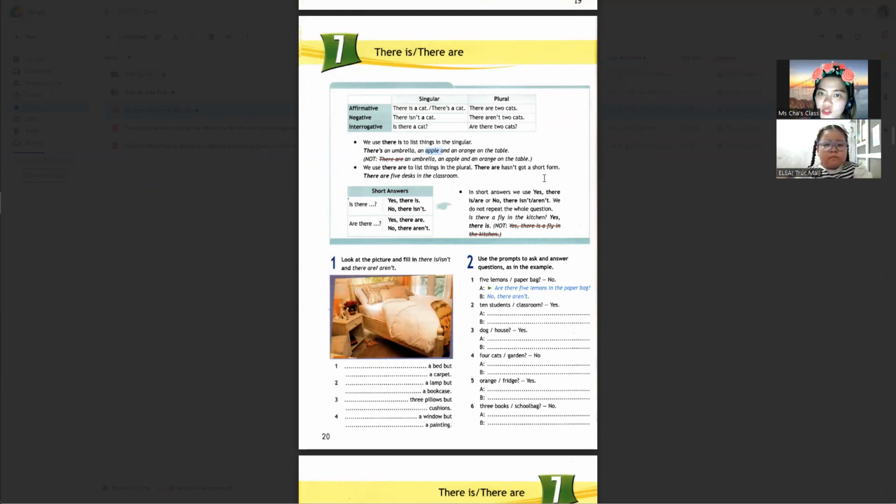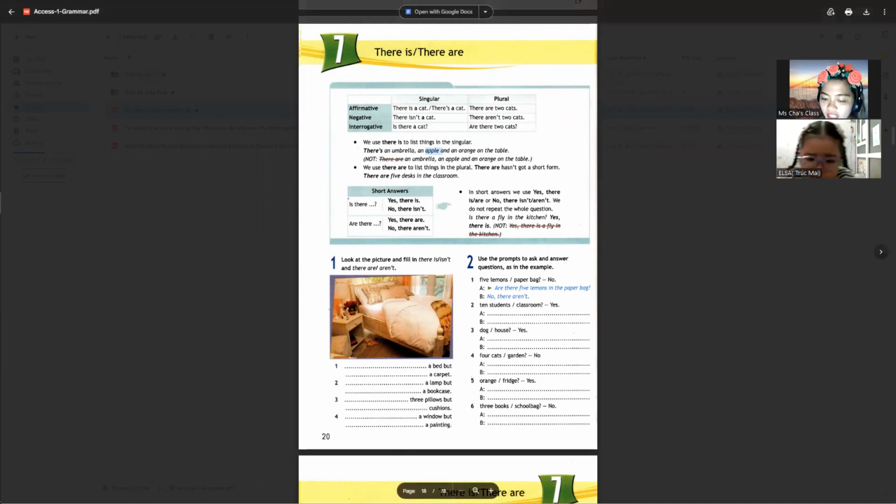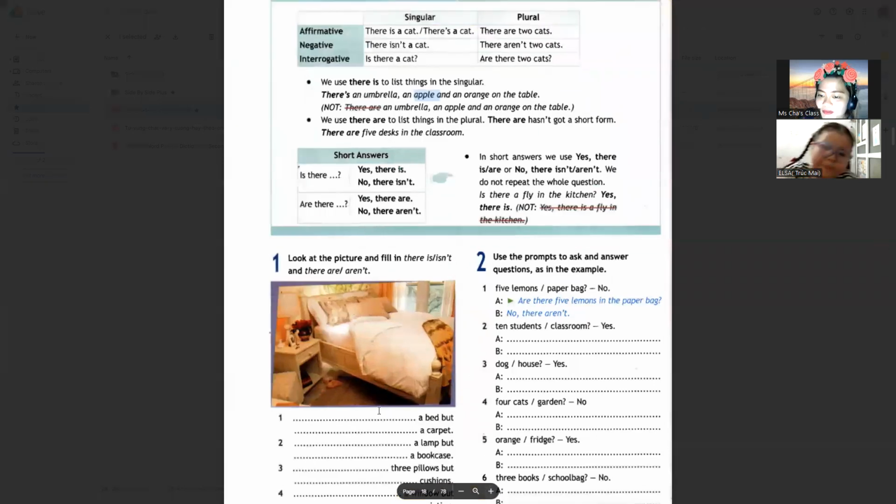Again, for this afternoon, we are going to continue the topic that we were discussing yesterday. Yesterday, we were able to undergo our unit review, and not just that, we were able to have an introduction regarding the lesson about there is and there are. Before we continue, can I ask Elsa, how are you?